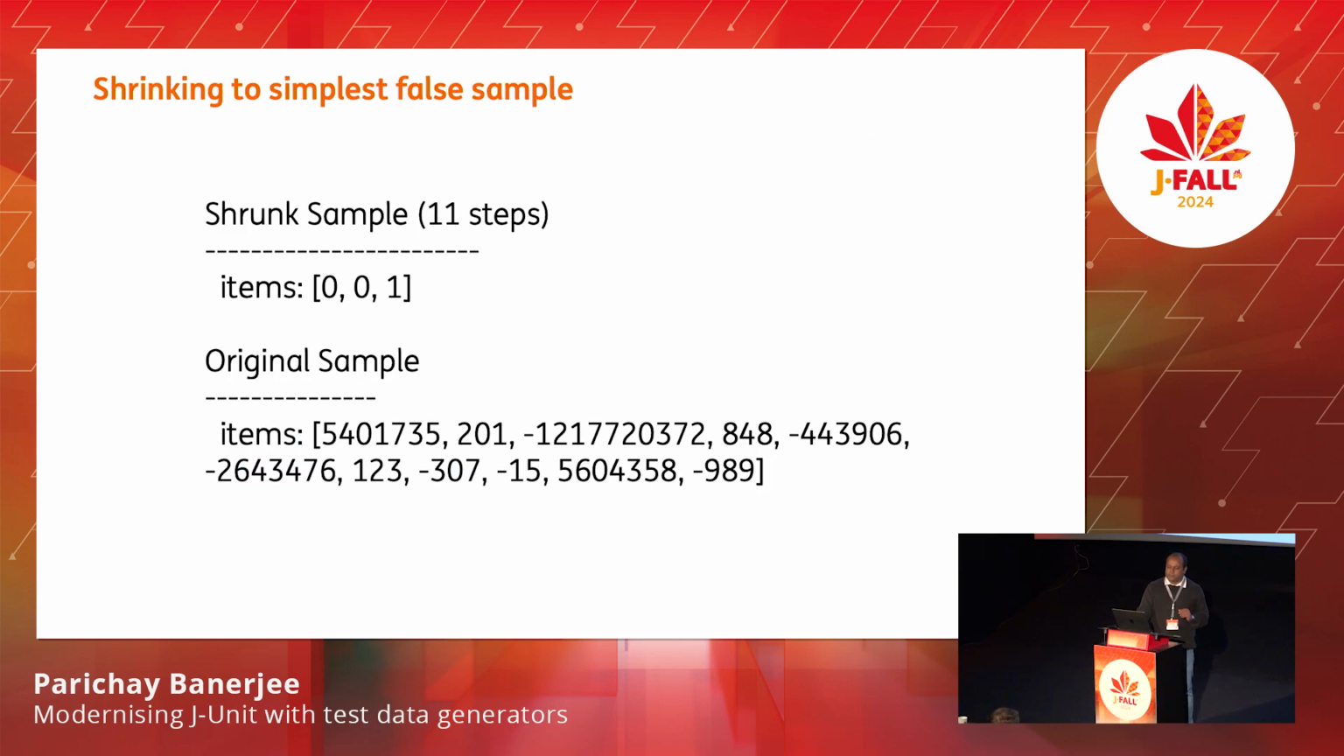What I see is the original sample. Of course the test fails because there is a bug. And what you see as an output, the original sample is a big array with large integers. But the minimum thing you need to identify the bug was 0, 0, 1. So the library does a wonderful thing to tell you exactly, narrowing it down to the point where the failure is. This is a very trivial example, but imagine this for a more complex business domain.